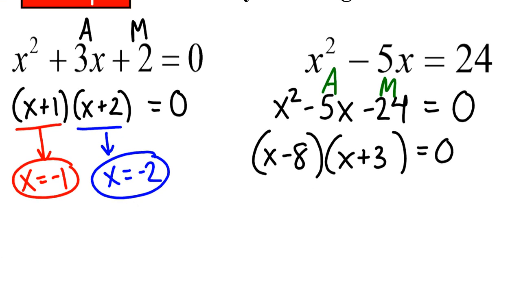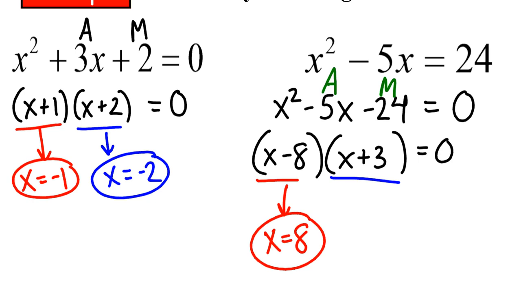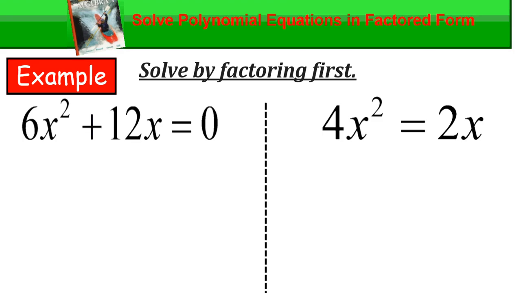These are my factors, which means my solutions are the values that make either one of these be 0. In this case, the first one would be a +8, and the second one would be a -3. Those are the solutions to the problem.